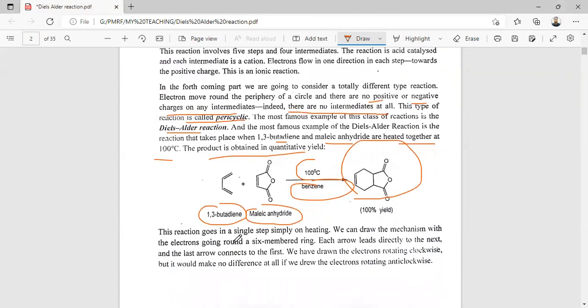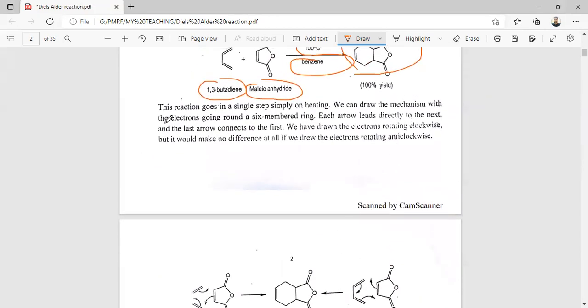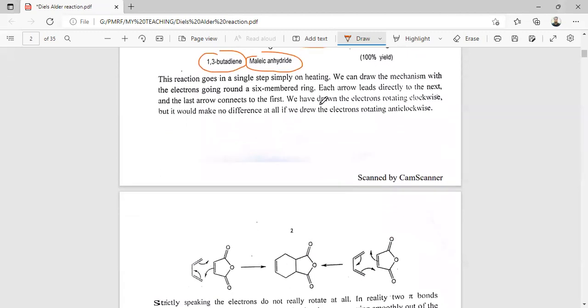This reaction goes in a single step simply on heating. We can draw the mechanism with the electrons going around this 6-membered ring. Each arrow leads directly to the next, and the last arrow constitutes the first. We have drawn the electrons rotating clockwise, but it would make no difference if we drew them rotating anti-clockwise. Here the electrons go this way, this double bond shifts here, and this double bond shifts there. We can go via the clockwise or the anti-clockwise route. The same product is formed.